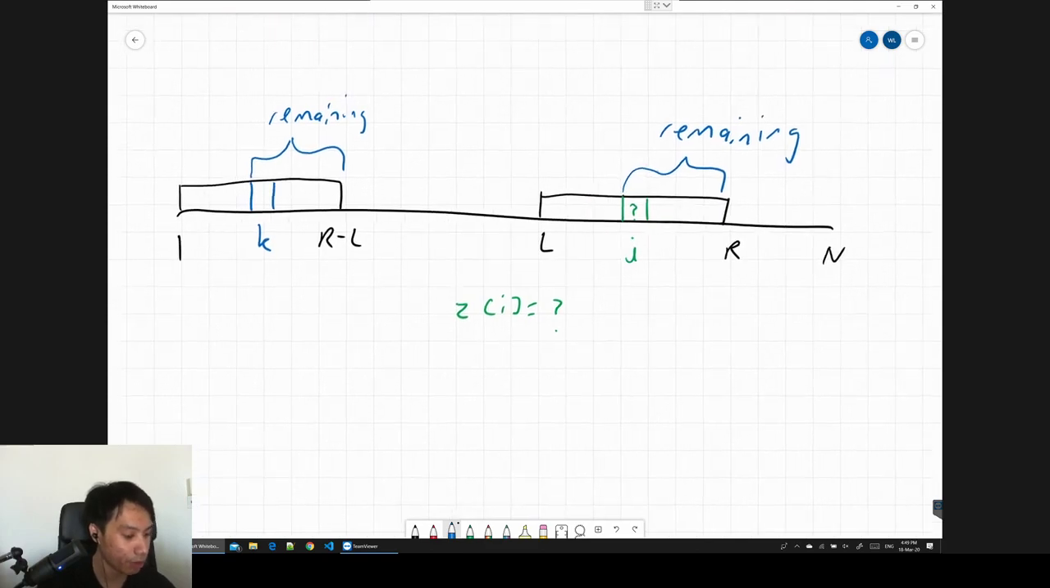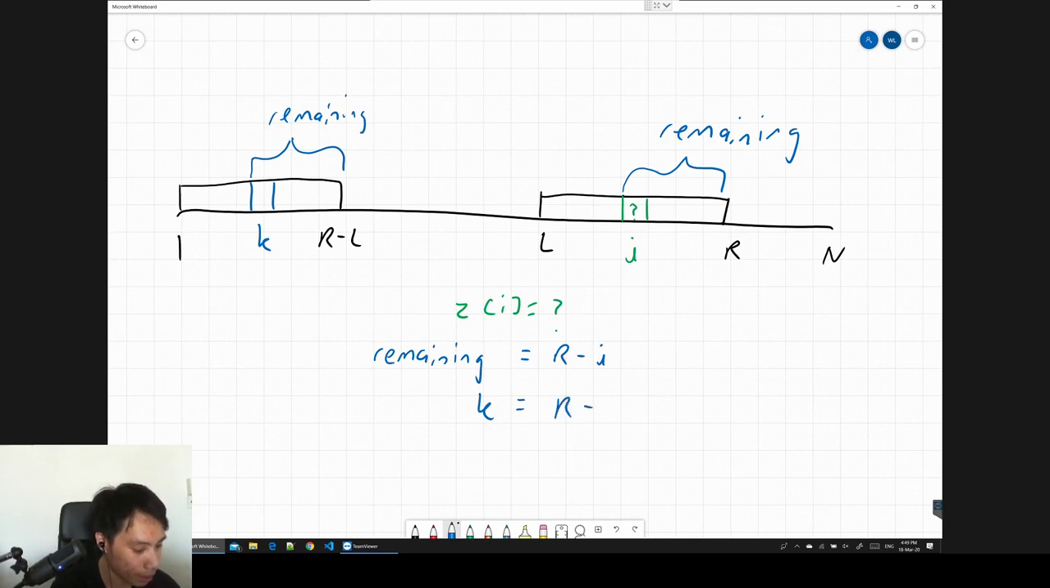So if I were to add in more values, remaining equals R minus I, and then K, which is on the left side, will be R minus L minus I. So K will be the equivalent, or the mirror, of I. Is this part clear so far?